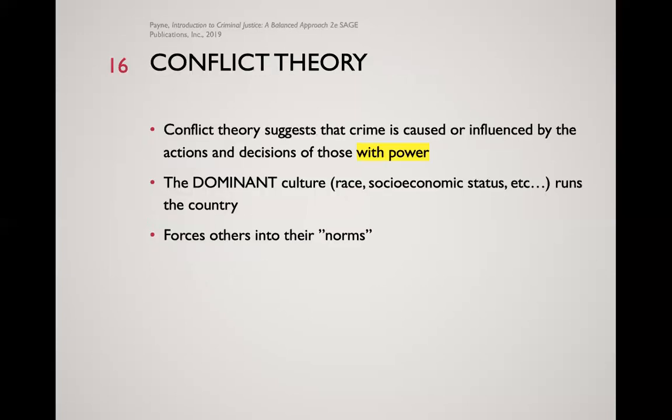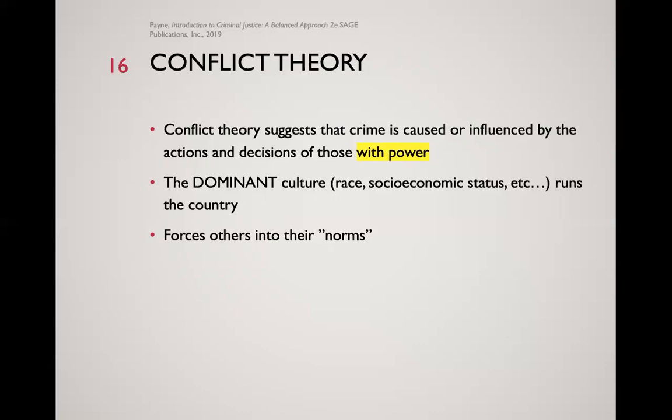So conflict theory basically suggests that crime is caused or influenced by the actions and decisions of those with power. It stems off of subcultural theories, but it's based on power. It's the dominant culture when it comes to race, socioeconomic status, etc. that runs the country. And it also forces others into their norms.